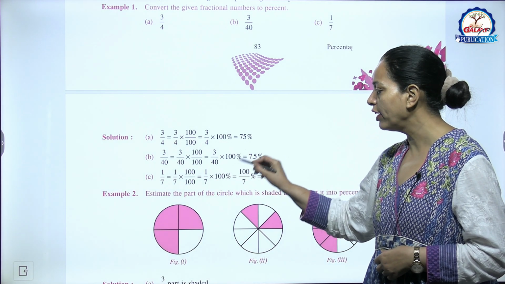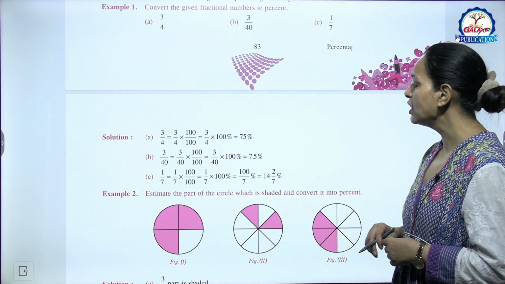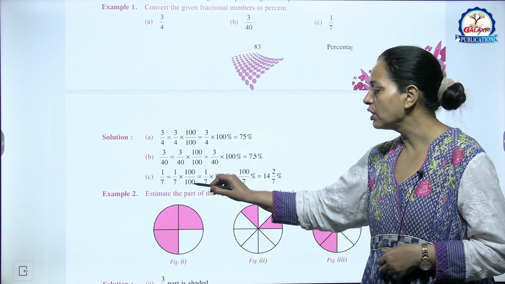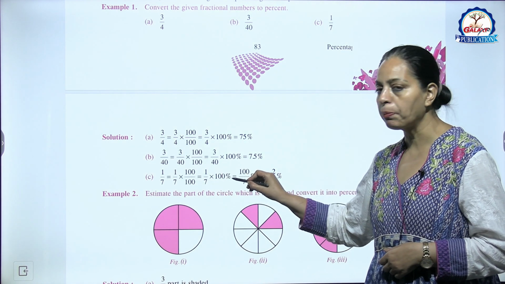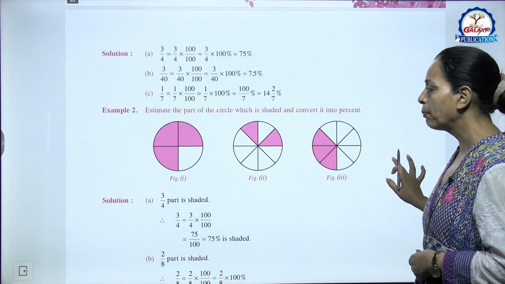Now B part 3 upon 40 into 100 by 100. So we can solve it. So answer is 7.5%. Now C part 1 upon 7 into 100 upon 100. So this becomes 100 upon 7% means 14 whole 2 by 7%.